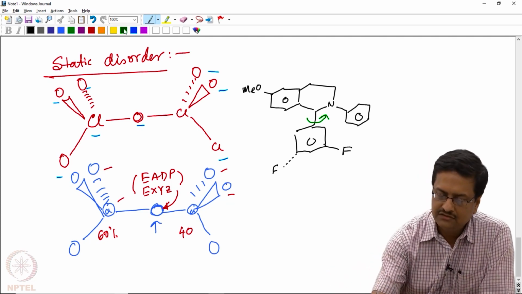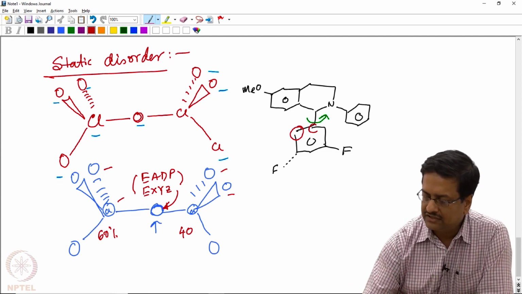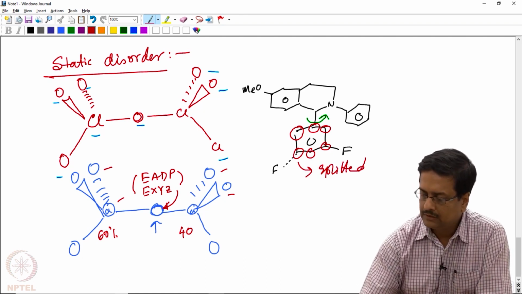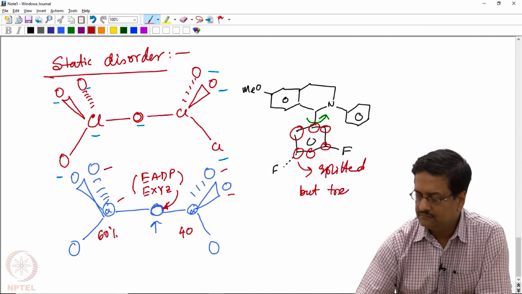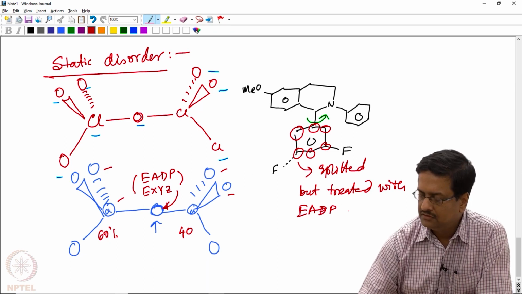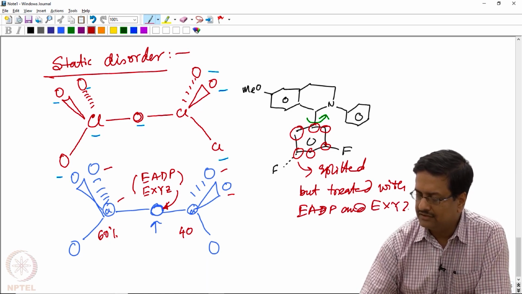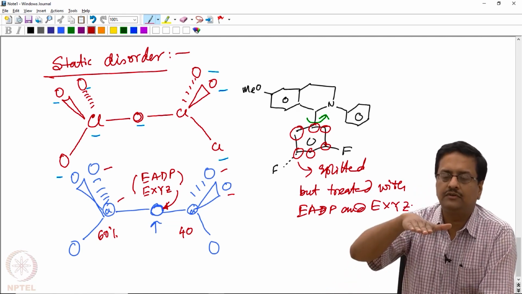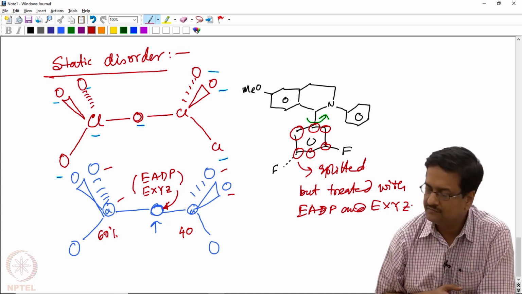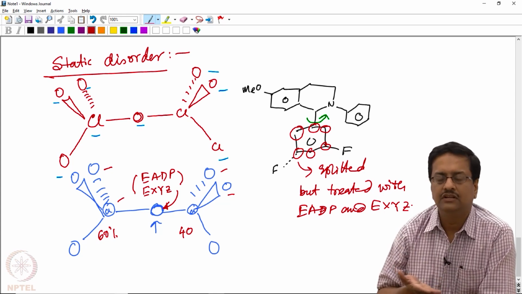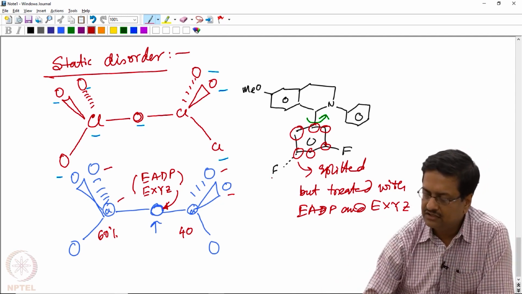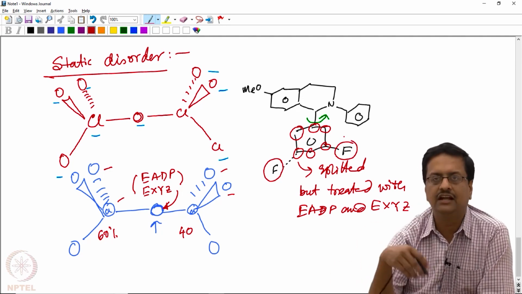So here we have 6 carbon atoms which should be split, but treated with both EADP and EXYZ commands, because on rotating one ring from this orientation to that orientation, the carbon atoms have fallen on the same place, not at different places. As a result, the coordinates of the carbon atoms are the same, but the fluorine is changing its orientation from this side to that side. So that orientation being different, the fluorines will not have corresponding EADP or EXYZ.